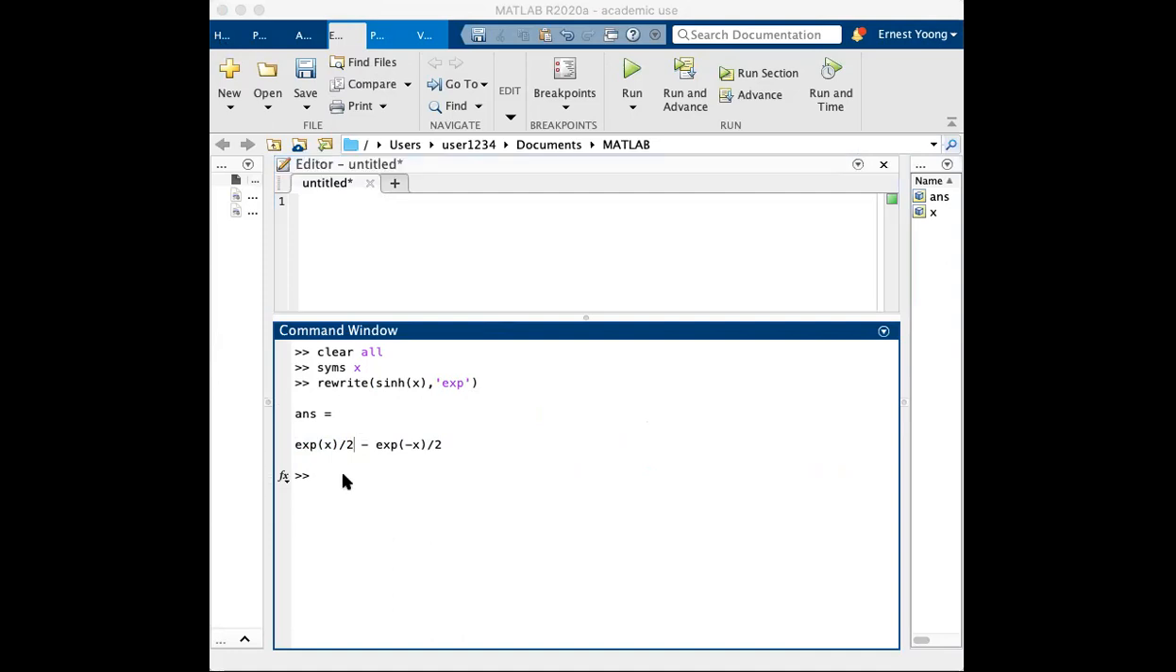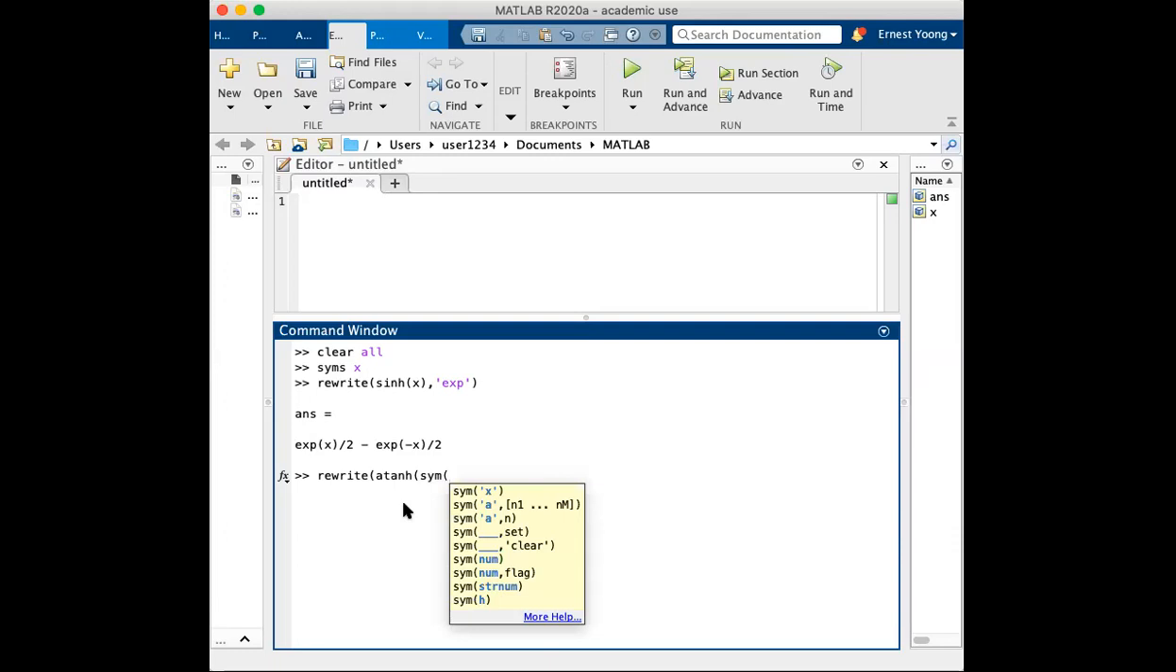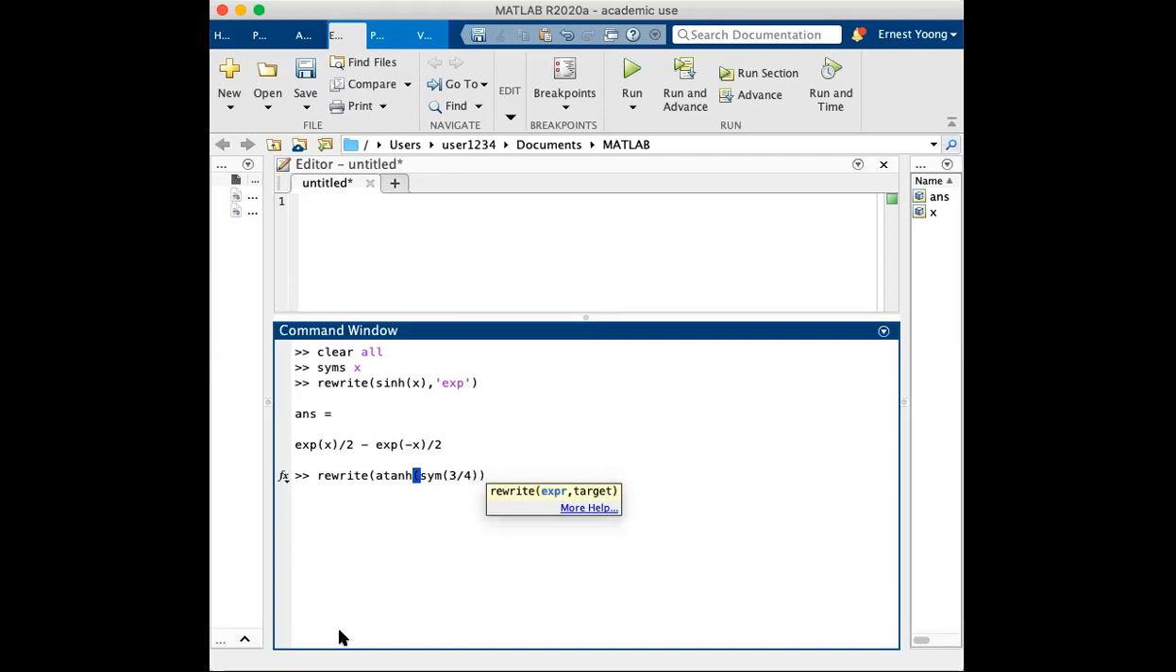Okay, so let's say I need to rewrite my arc, which is also another hyperbolic function, arctanh of 3 over 4. If I want to make it nicer, I would use sym, because this is an exact solution, 3 over 4, bracket, comma, in terms of log. Then we get this result in the form of log. And this is how we transform from one function into another form. Okay, so that's it for today's lesson.